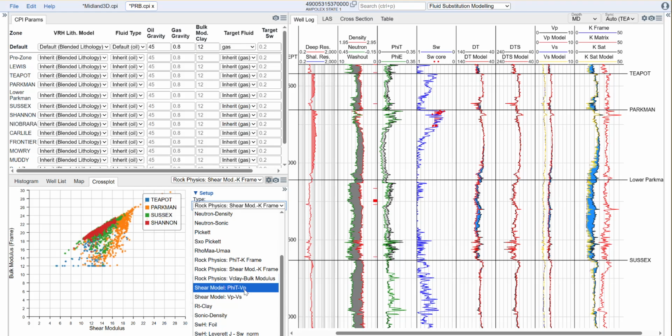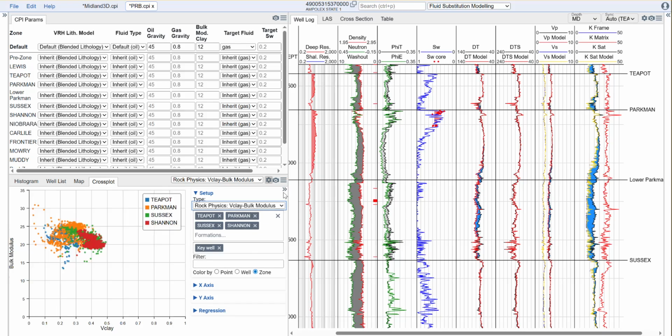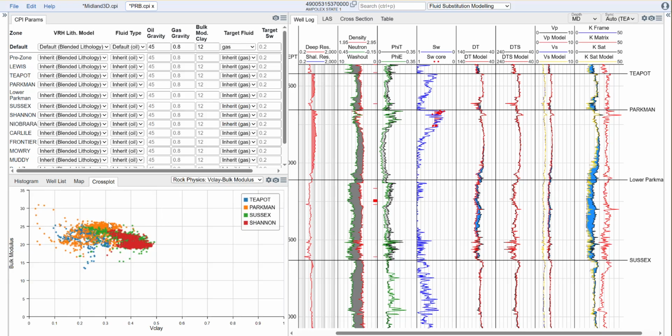And we also can look at things like, how does our V clay change relative to our bulk modulus? Once again, the sands and the shales are really starting to show some separation here on these types of cross plots. All right, so that is it for this very brief introduction to this.